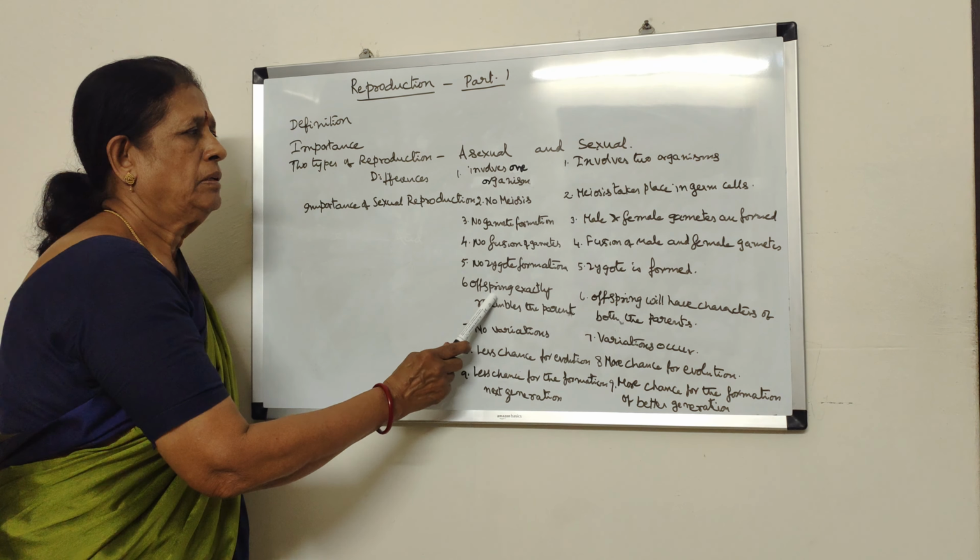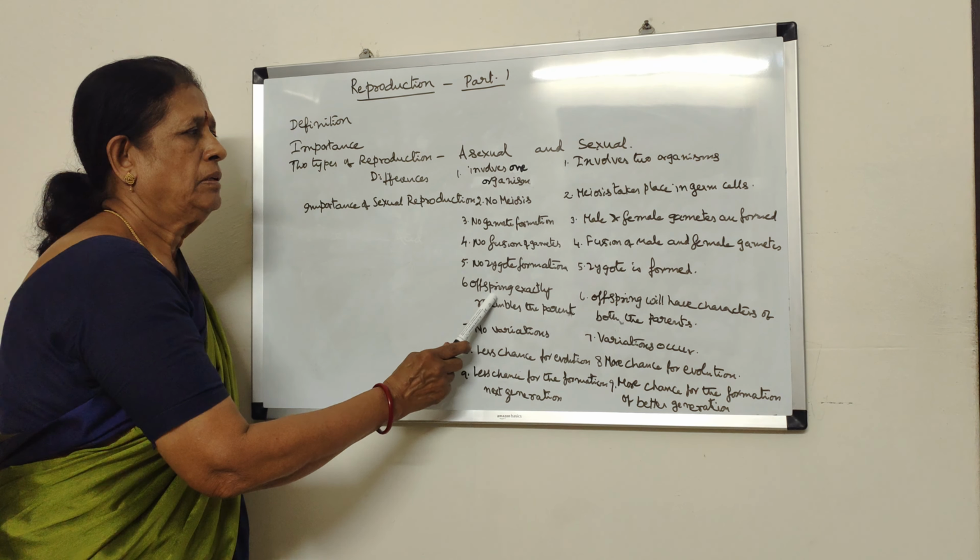Because all offspring are similar in asexual reproduction, there is less chance for evolution. But in sexual reproduction there are a lot of variations, so there is more chance for evolution. Also, in asexual reproduction there is less chance for the formation of a better generation. But in sexual reproduction, there is always a chance for a better generation.